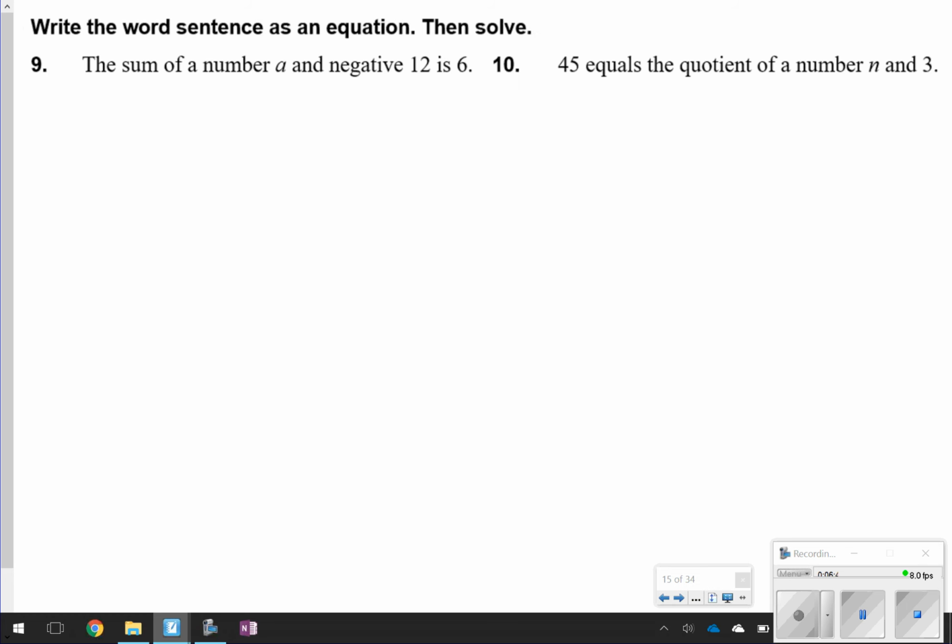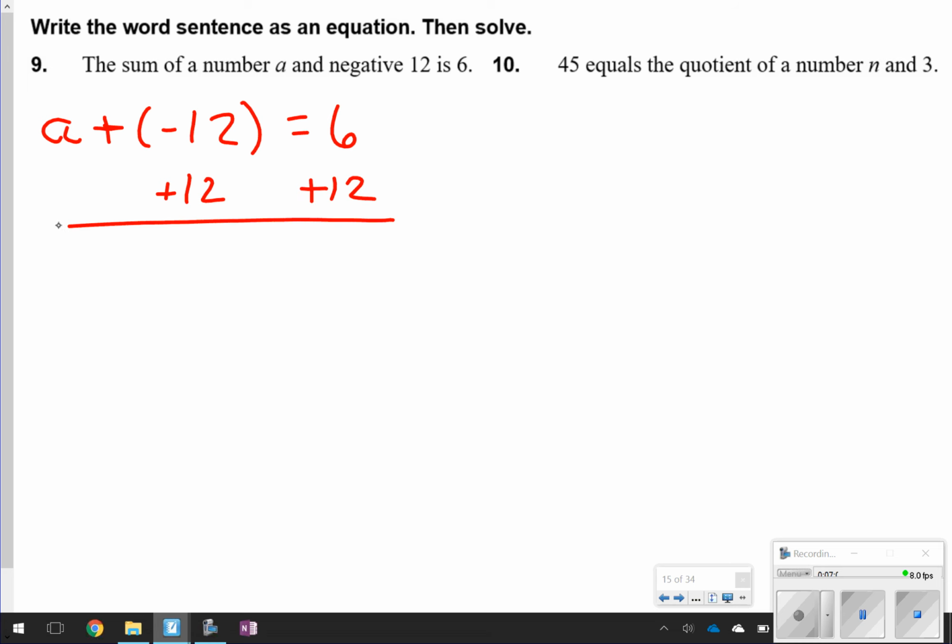Number 9 says write the word sentence as an equation, then solve it. So the sum of a number a and negative 12 is 6. So a plus negative 12 is 6, or you could even write a minus 12 is equal to 6. Then it wants us to solve. So what I'm going to do to get negative 12 on the other side is I'm going to add 12. So that a is equal to 18.